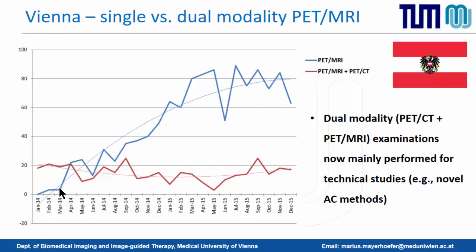And in the beginning, like most other centers, we also performed many dual modality studies, so PET-CT and after it PET-MR or the other way around. Of course, that was for quality assurance and also for comparative studies. After a few months, this changed, and now most of the examinations are done as single modality PET-MR studies.